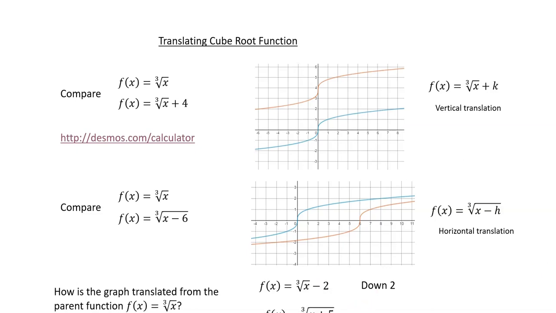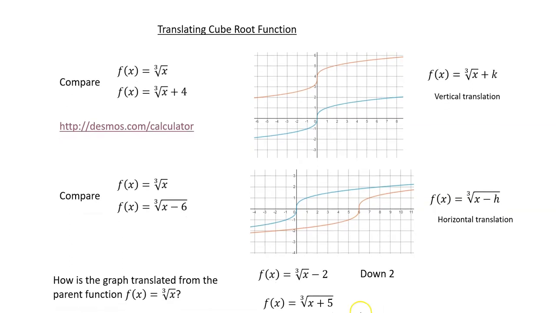How is the graph f of x equals cube root of x plus 5 translated from the parent graph f of x equals cube root of x? If you said that that graph moves left 5, then you're correct. Remember, we have x minus h, so x minus negative 5 would look like x plus 5. So that moved to the left 5 units.